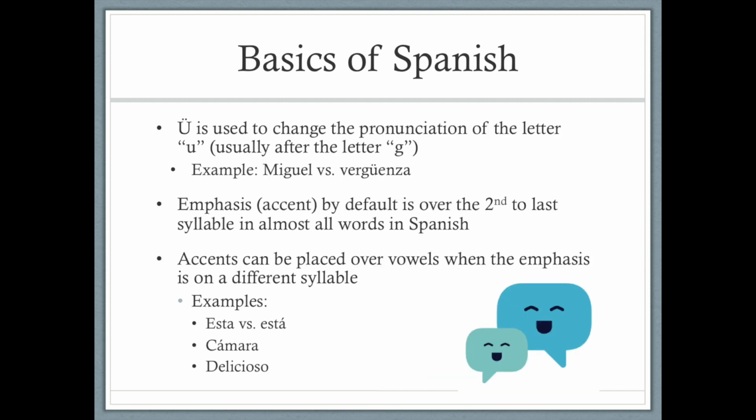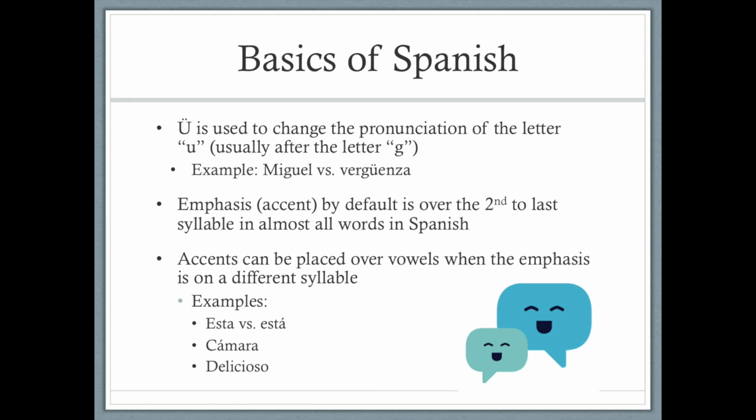There's also the letter U with 2 dots over the top, which is relatively rare, but I think it's important to mention. This is used to change the pronunciation of the letter U, and you'll almost always see it after the letter G. An example of this is the word Miguel, where the U is silent, and the word vergüenza, in which the U is pronounced more like a W sound when it has the 2 dots over the top.